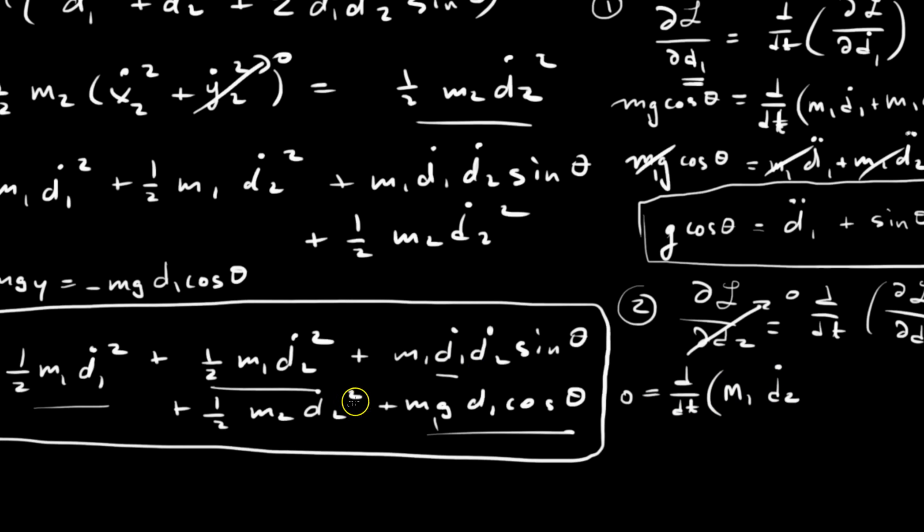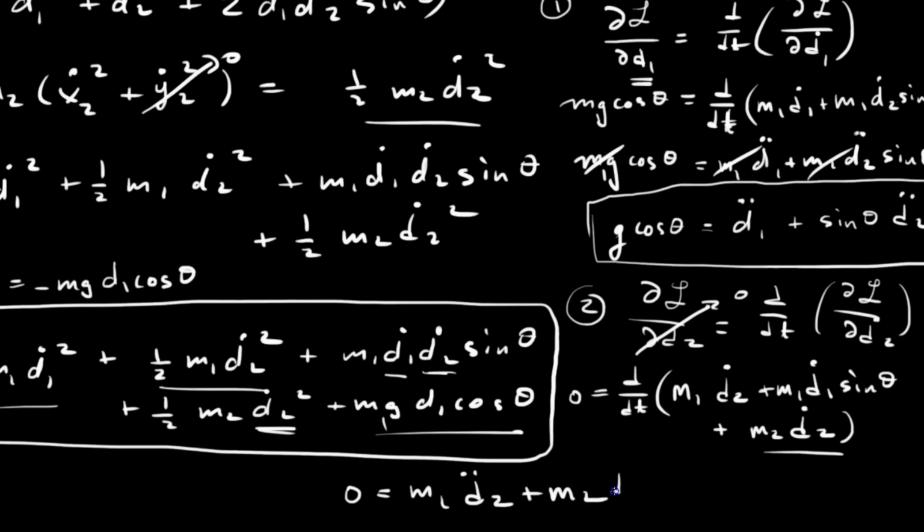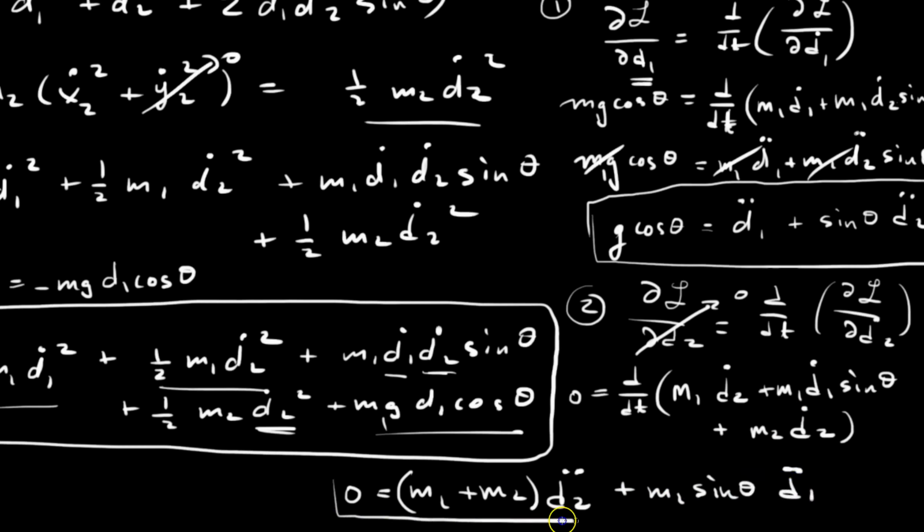And then we have this term, but we're taking the derivative with respect to d2 dot now, right? So we take everything else: m1 d1 dot sine theta. And then we have this d2 dot over here, where you bring the 2 down: m2 d2 dot. Okay, and then one last step. We just take the derivative, so 0 equals m1 d2 double dot plus m2 d2 double dot. Oh, I could put these together, right? Because they're both double dot. So I'm going to put that as m1 plus m2, d2 double dot. And then the last one, m1 sine theta d1 double dot. Okay, that's our equation of motion.